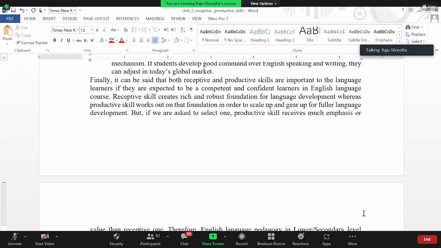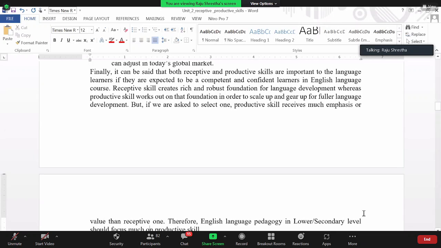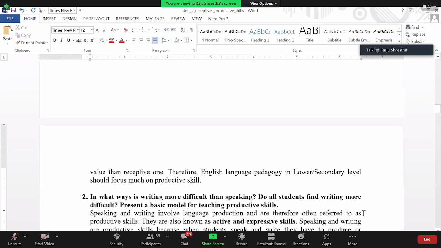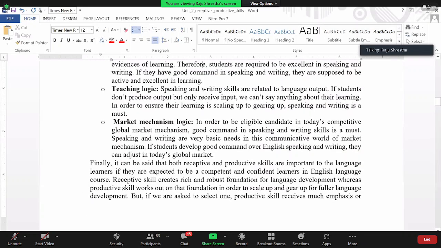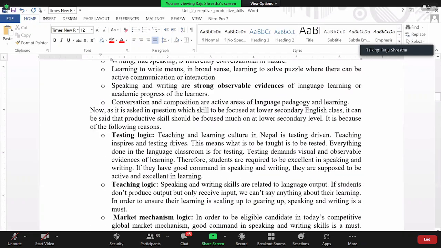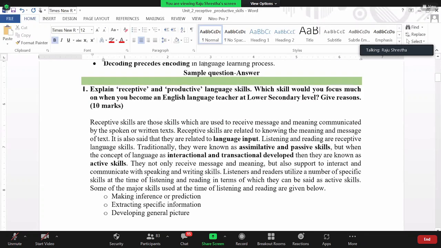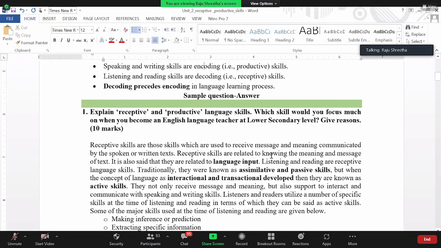So both are important, but if we are asked to select one, productive skill receives much emphasis or value than receptive one. Therefore, English language pedagogy at lower secondary level should focus much on productive skill. यसरी चाहिँ मैले एउटा sample answer बनाइदिएको छु हैन। So you just read it and get some ideas from here. So question is receptive skill and productive language skills, which one more important?